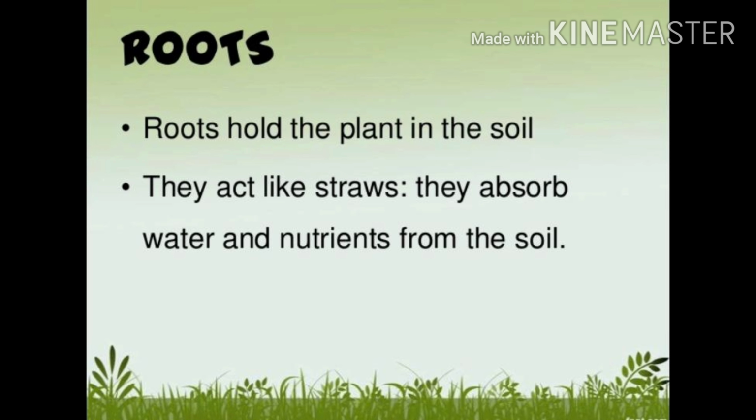Roots hold the plant in the soil. They also act like straws, that is, they absorb the water and nutrients from the soil, which is provided through the manure or the fertilizers and the natural salts in the soil. These nutrients are essential for the growth of the plant, like humans.